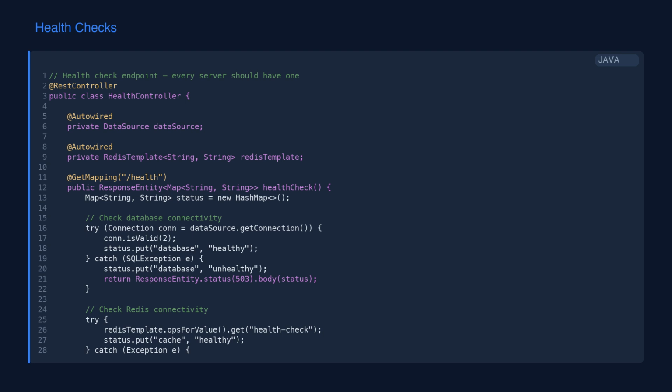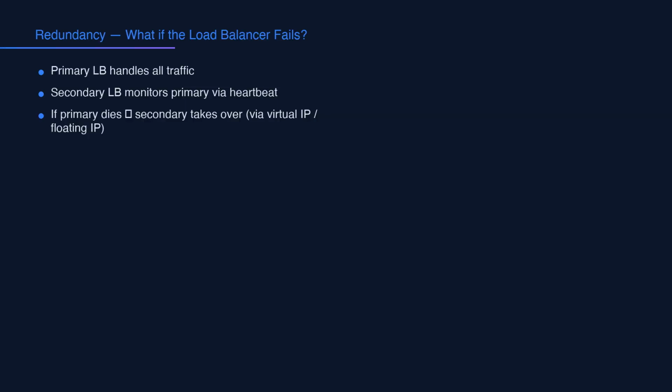So, we have this amazing load balancer distributing our traffic, but what happens if that load balancer itself actually goes down? To keep things running, we set up a backup system where a primary load balancer handles all the work, while a secondary one constantly checks on its health using a heartbeat signal. If the primary suddenly fails, that secondary backup instantly steps in and takes over the traffic using a floating IP address, so our users never even notice a disruption.